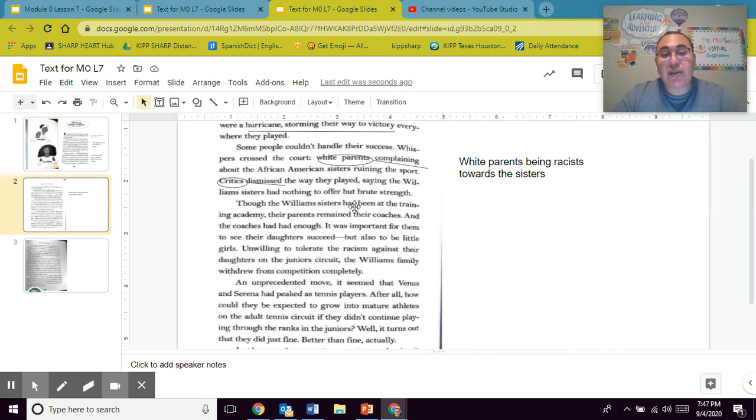Though the Williams sisters had been at the training academy, their parents remained their coaches, and the coaches had had enough. It was important for them to see their daughters succeed, but also to be little girls. Unwilling to tolerate the racism against their daughters on the junior circuit, the Williams family withdrew from competition completely.